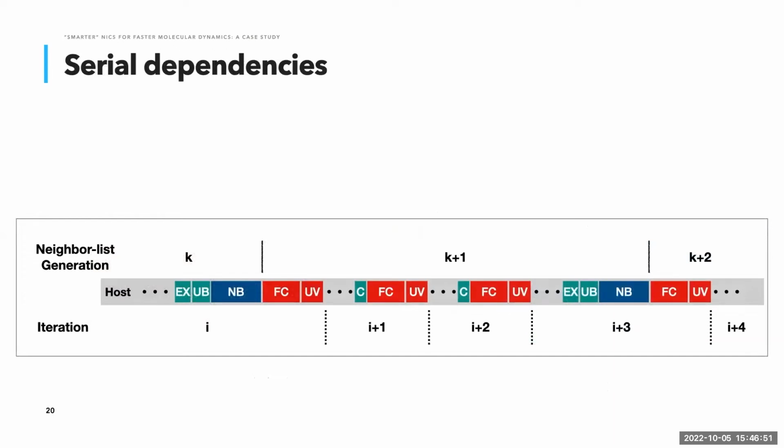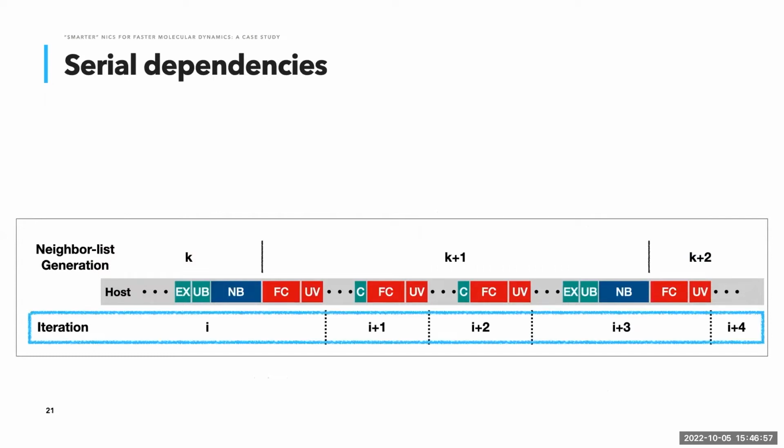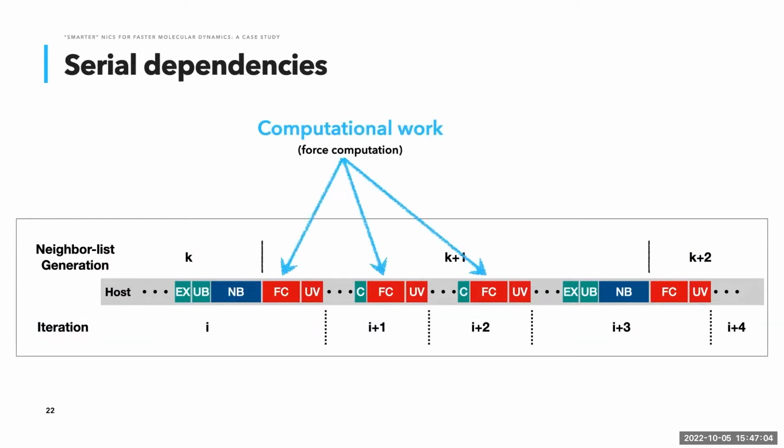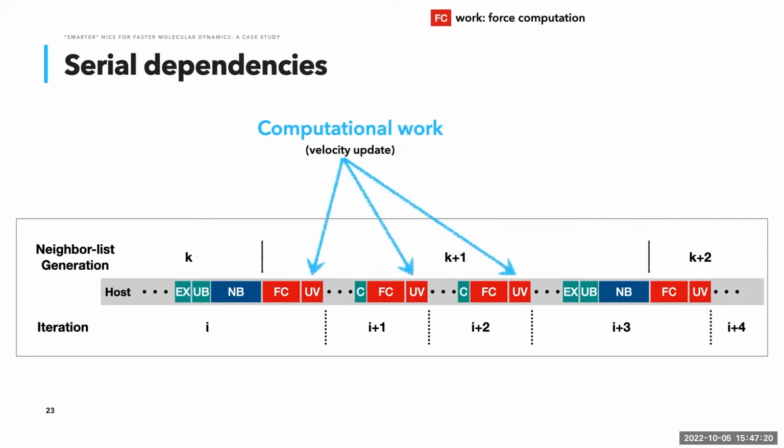Here is what the execution timeline looks like. The algorithm iterates over time steps. In each iteration, the computational bottleneck is the force computation, shown here by red FC boxes. After each force computation, MiniMD updates the velocity for each particle. This operation is shown by red UV boxes in this figure.